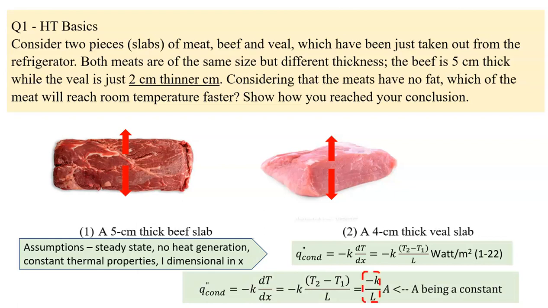All you need is the thermal conductivity and the thickness. But in this case, the thickness is not the thickness of the meat. It's half thickness, because the surrounding heat would have entered from both sides to reach the center. So this is half thickness.